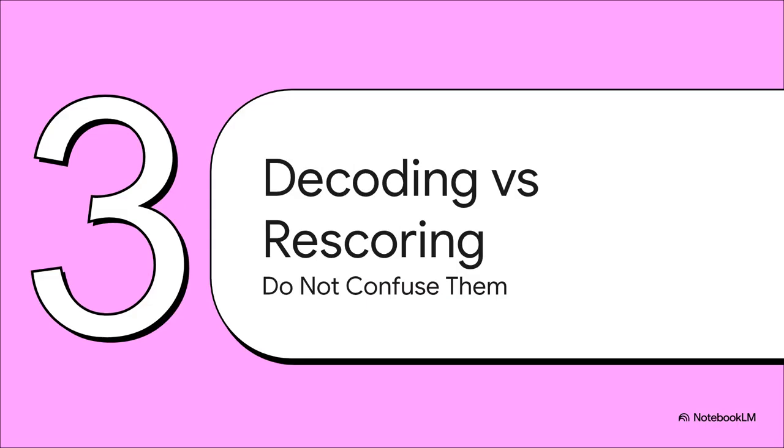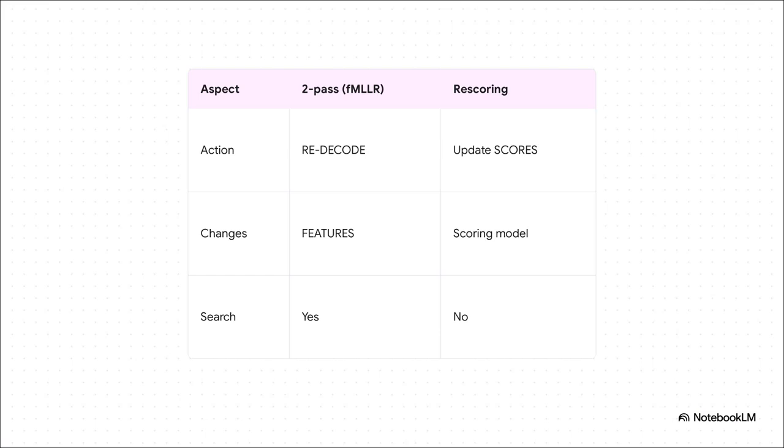Moving on, let's look at Section 3, Decoding versus Rescoring. Consider this your ultimate study guide. A lot of people confuse these two, so let's compare two-pass decoding for fMLLR directly against lattice rescoring. What's the action taken in the second pass? Well, in two-pass decoding, we redecode completely from scratch. In lattice rescoring, we're just updating the scores on an existing lattice.